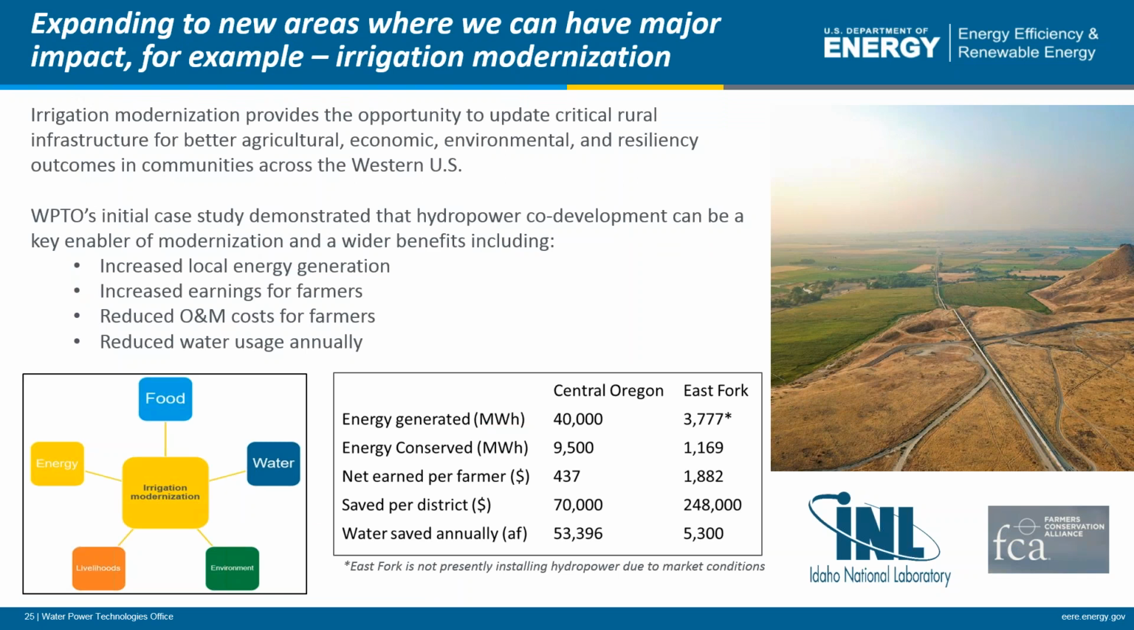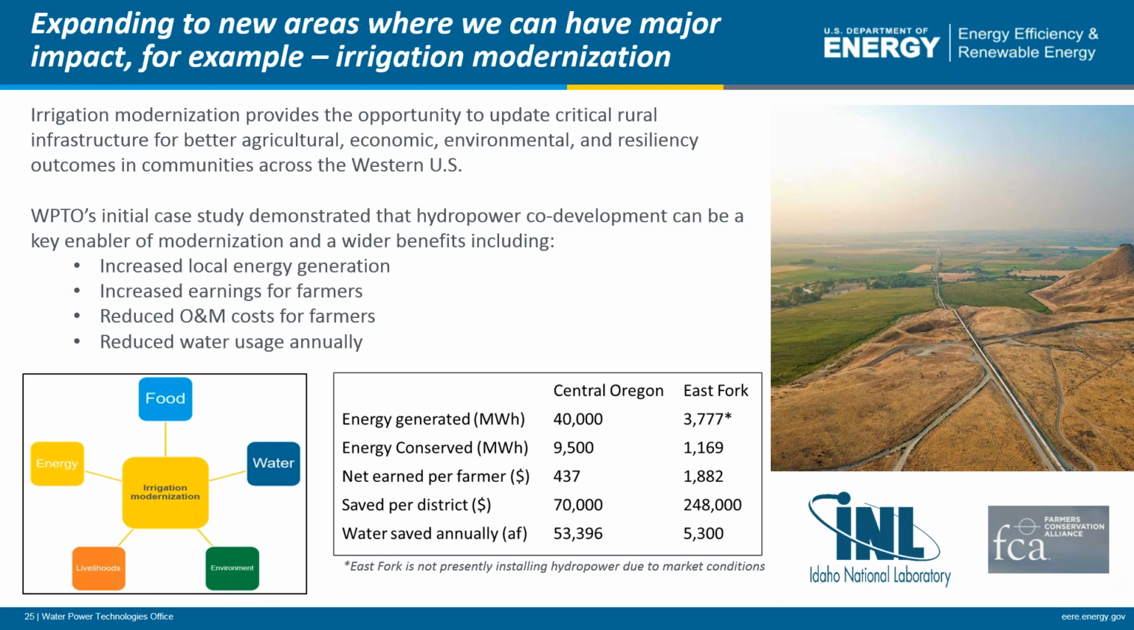Now, on to some more new horizons for the hydropower program, expanding into new areas where we can have major impact. And we'll begin with talking a little bit about irrigation modernization. We have partnered with Farmers Conservation Alliance up in Oregon, who represents a number of small irrigation districts that have installed hydropower projects as part of their irrigation system.